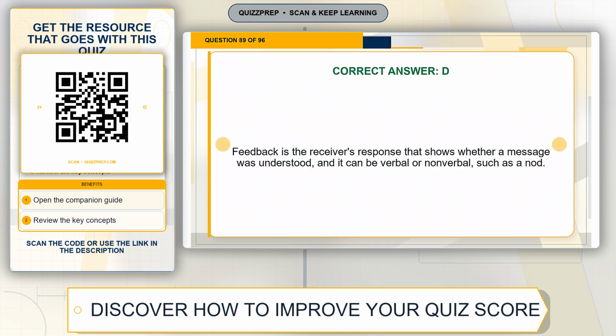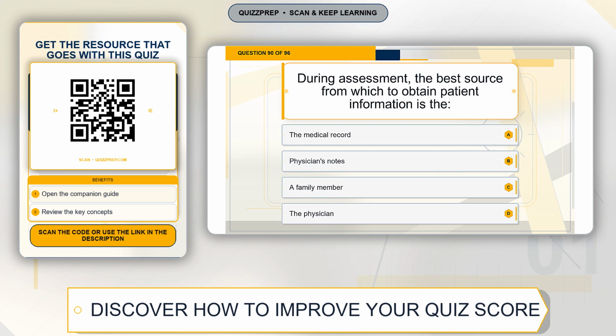Explanation. Feedback is the receiver's response that shows whether a message was understood, and it can be verbal or nonverbal, such as a nod.